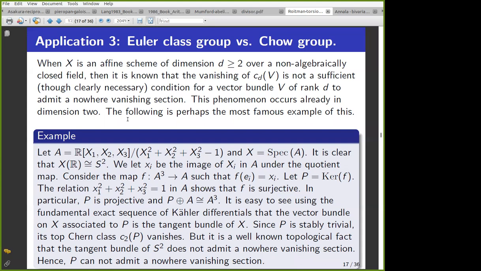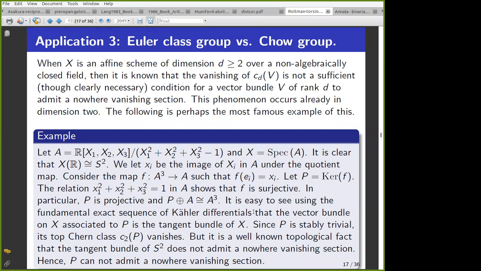And there is a well-known example already in dimension 2, of a smooth surface actually. Namely, you take A equal to the coordinate ring of the real sphere of dimension 2, just take S^2. Then you define a map from A^3 to A, namely f of e_i equal to x_i, where e_1, e_2, e_3 are the standard basis of A^3, and take P to be the kernel of f. And then this relation tells you that this map is surjective. In particular, P is projective, and you have P direct sum A is A^3, namely P is stably free.